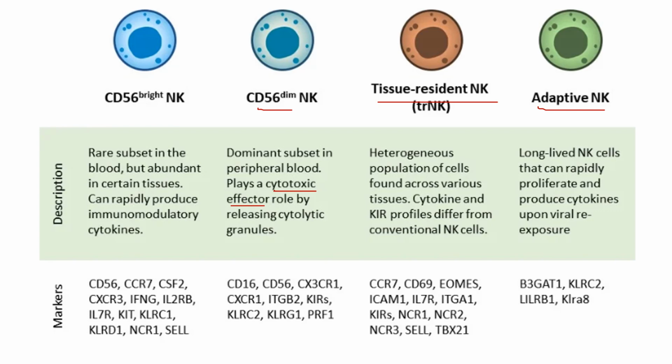Now tissue resident NK cells are a population of cells found across various tissues. Their cytokine and KIR profile differs from the conventional NK cells. KIR is another inhibitory receptor present in human cells. Adaptive NK cells are long-lived NK cells that can rapidly proliferate and produce cytokines upon viral re-exposure. So these are all the markers.